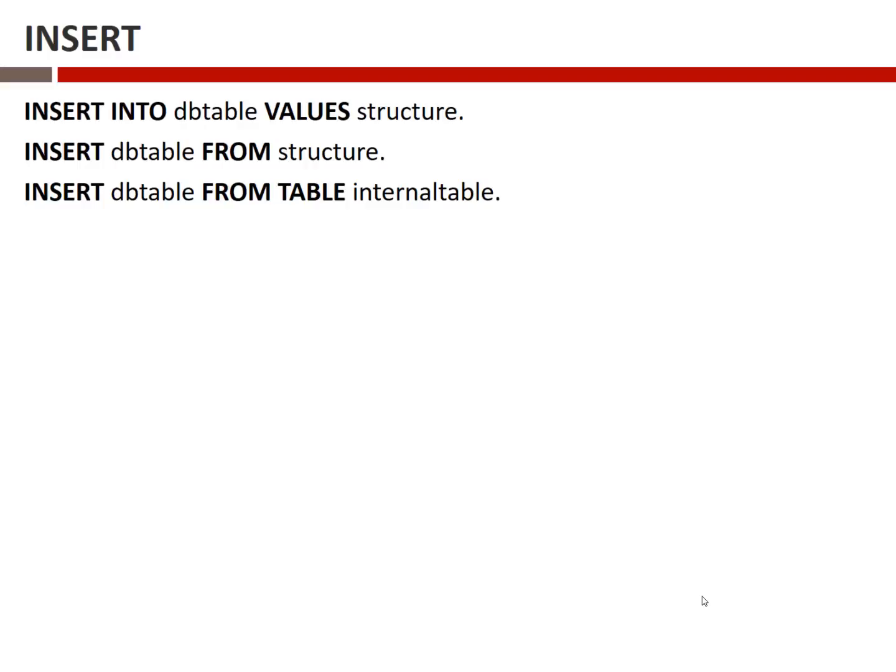So how do I put stuff into a database table? You will notice I have three variations here. I can say insert into, then the name of my database table, values, and then a structure or work area, the record that I want to put to the database. The other alternative does the exact same thing, just slightly different syntax. Insert name of the database table from name of the structure. And then lastly, insert name of the database table from table. So now I'm not pointing this at a structure, but I'm pointing this at an internal table that may have a whole number of records created.